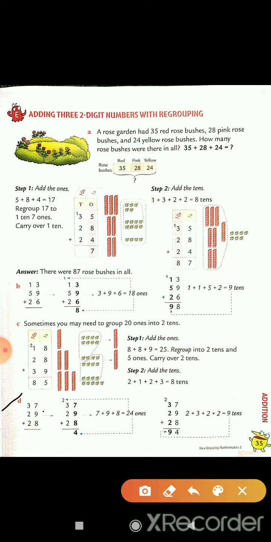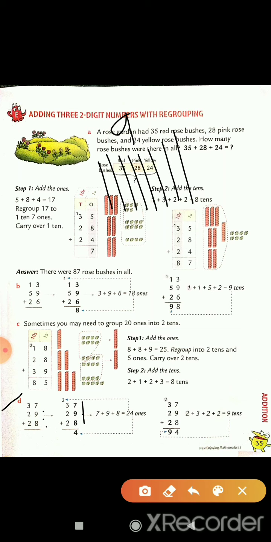D. 37, 29 and 28. First we need to add the ones. At the place of ones, 7, 9 and 8 are there. There are no doubles here, and there are no numbers which make 10, so we can add in any order. So bigger number is 9 and then 8. So 1, 2, 3, 4, 5, 6, 7, 8. So we need to add them together. What comes after 9? 10, 11, 12, 13, 14, 15, 16 and 17. When we add 9 and 8, we get 17.